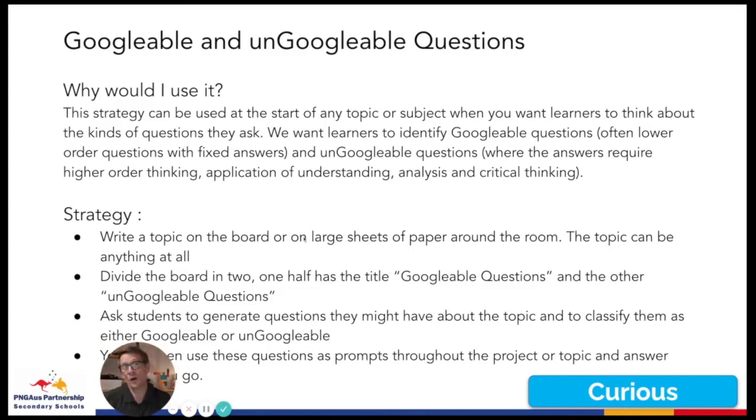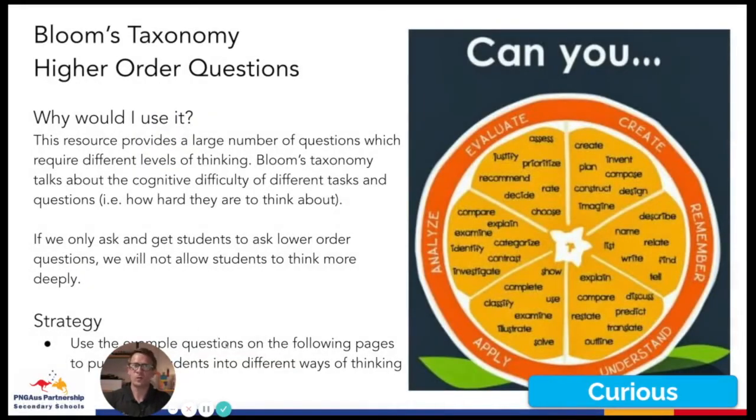and start to think about what makes something Googleable or Ungoogleable. Another great framework we often use when we're thinking about questions and building better questions is Bloom's taxonomy. Bloom's taxonomy of thinking has within it a set of language that we can use that references the cognitive difficulty of different tasks and questions, how hard they are to think about. And we often talk about lower order questions and higher order questions. When we're working with lower order questions, there isn't so much cognitive effort to answer some of those. The higher order questions are things that are much, much more challenging.